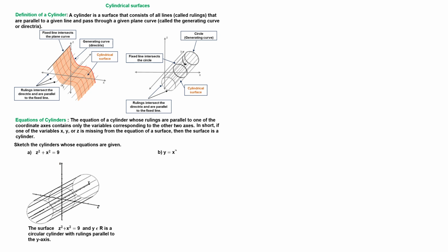In the xy plane, this is the equation of a parabola with vertex at the origin that opens in the positive y direction and is symmetric about the z-axis. We begin by drawing the parabola. Since z is missing, the rulings of the cylinder are parallel to the z-axis and allow z to take on all real values.